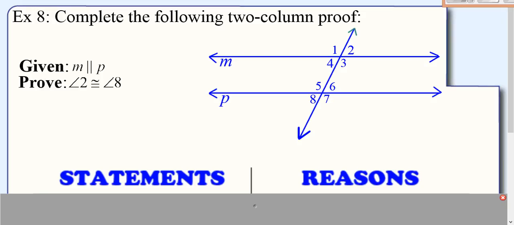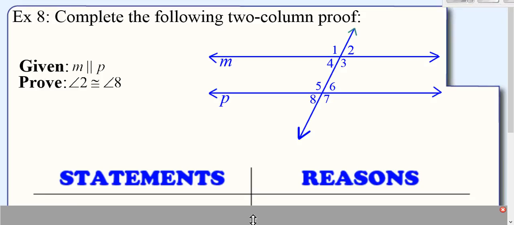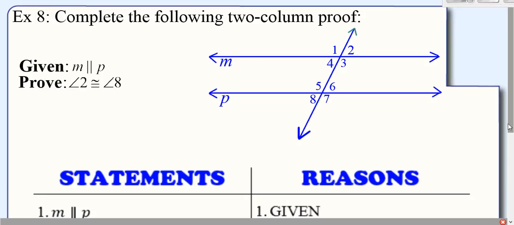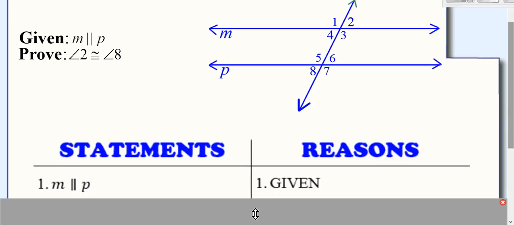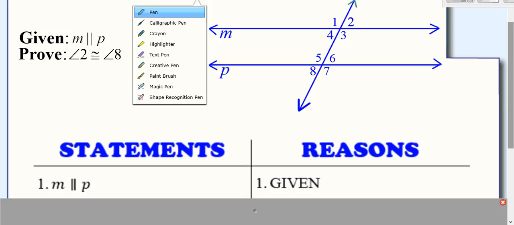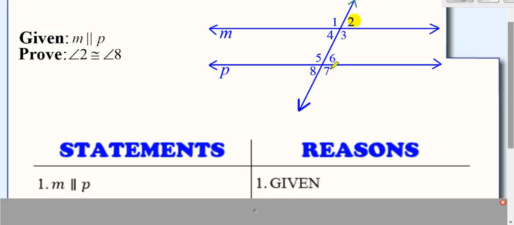So when you're doing a proof, every proof always starts with the given. No matter what they give, that's the first thing you're going to write. So M is parallel to P. And we're trying to tie angle 2 and angle 8 together to show that they are congruent. So we want to pick an angle that we know 2 relates to, maybe congruent, and another angle that we know 8 relates to, so that we can have them be congruent to each other.